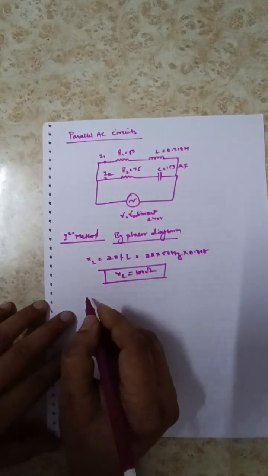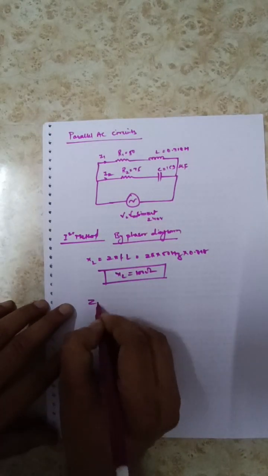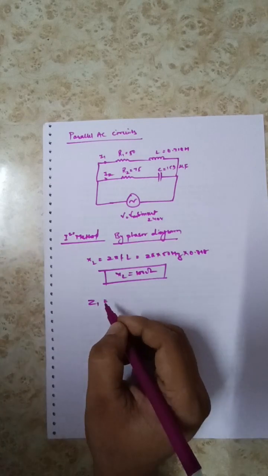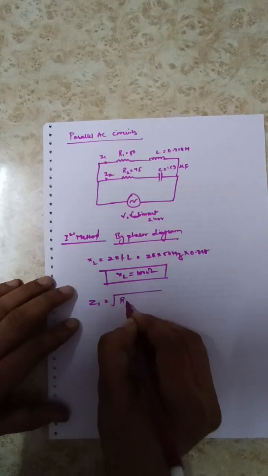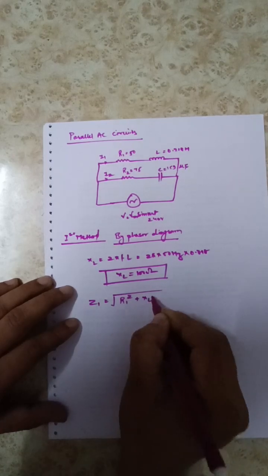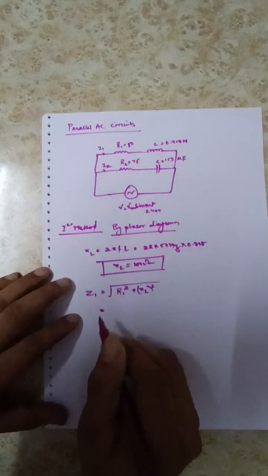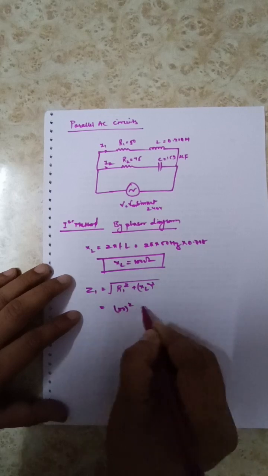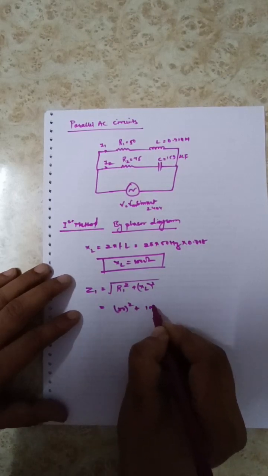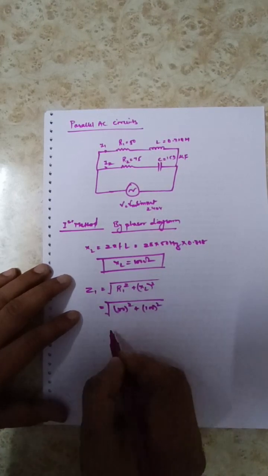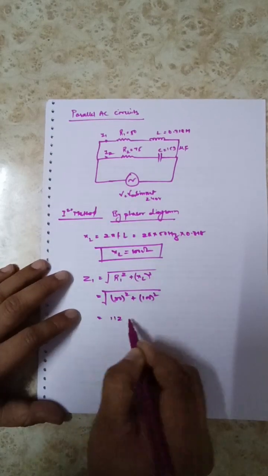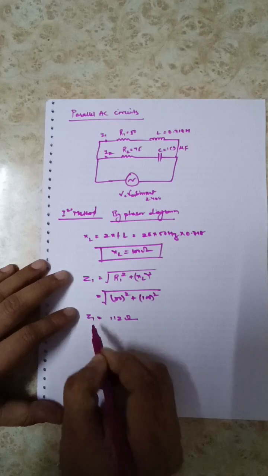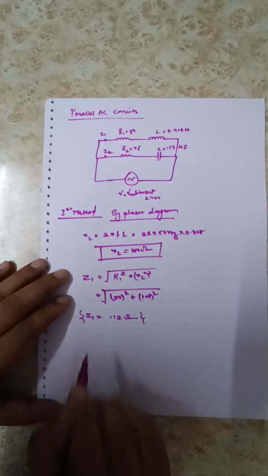Second, Z1 will be equal to the square root of R1 square plus XL square. R1 is 50 and XL is 100. So on solving, you will get the value of Z1 equal to 112 ohm.